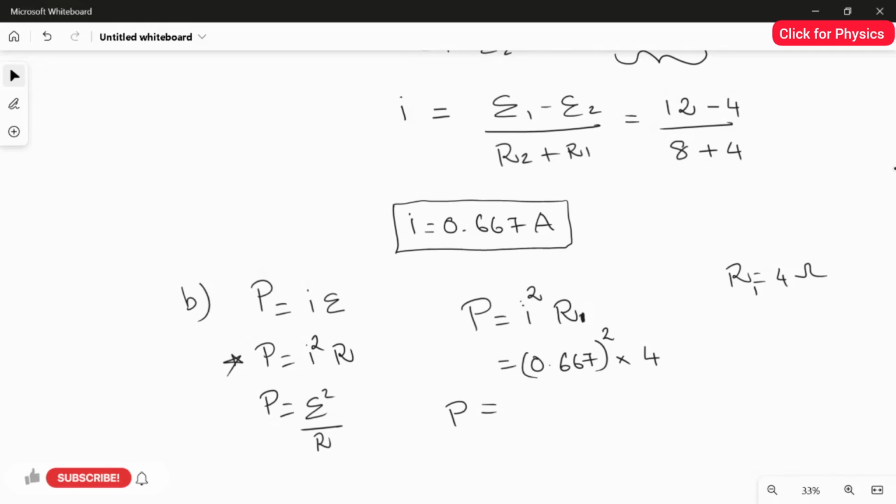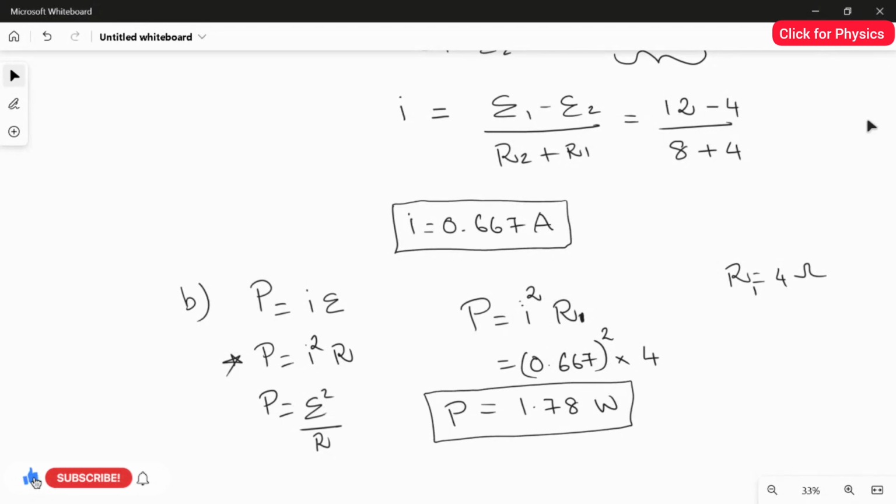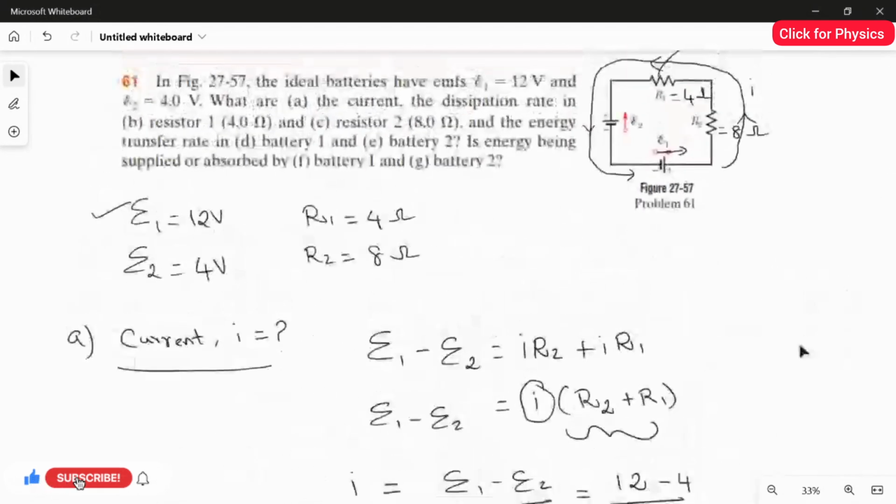0.667 square multiplied by 4, I got the answer as 1.779. So I can round the value to 1.78. And what is the unit for the power? Watt.